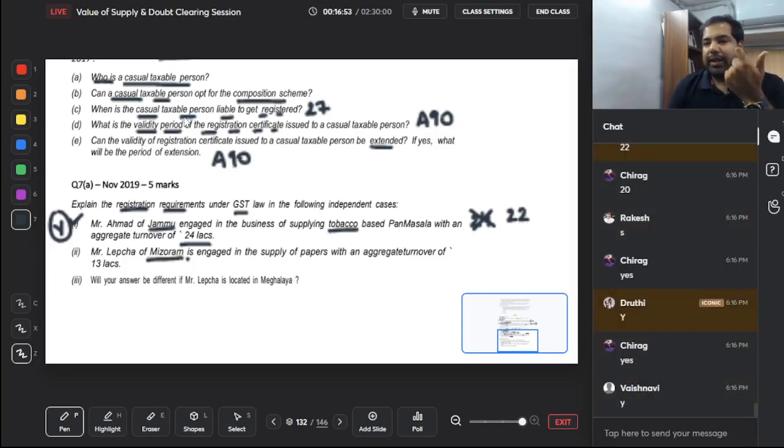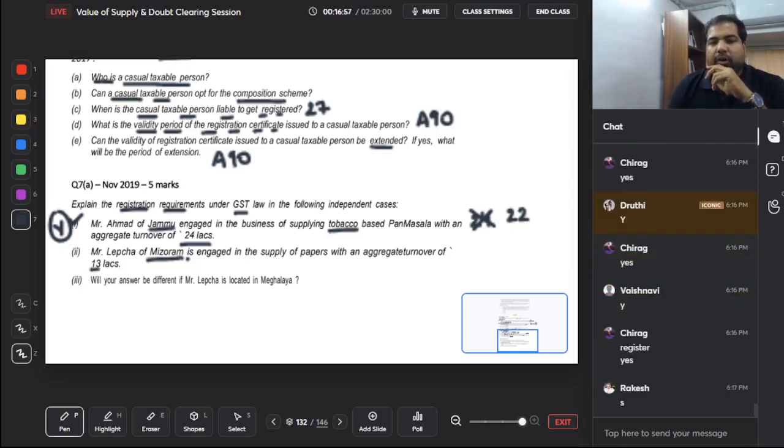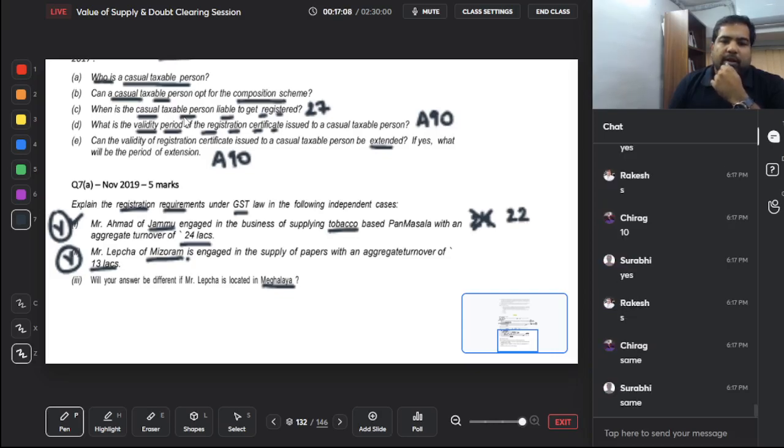Mizoram. So are you in Anti-Mami, Nagaland, Tripura, Manipur, Mizoram? Yes. What's your limit? 10 lakhs. You're already at 13 lakhs. Yes. What if he's located in Meghalaya? Guys, in Meghalaya, 40 lakhs you cannot be because Meghalaya has Putsam. 10 lakhs you're not, you're at 20 lakh. Your limit is 20 lakh and you're at 13 lakhs. So no, you won't have to register.